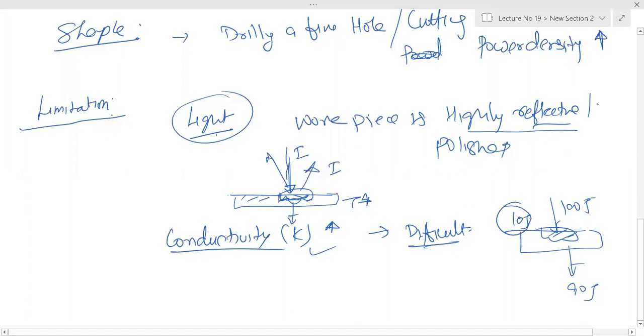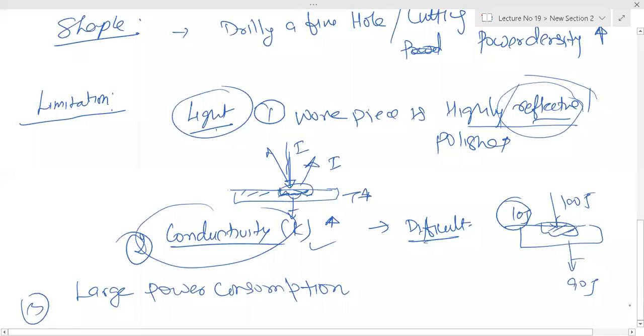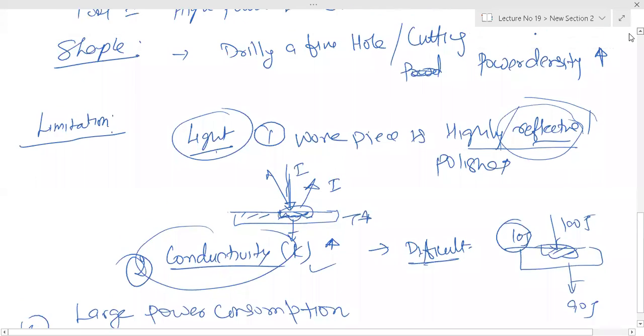Now, the same limitations: one is reflectivity, second is conductivity, and third is large power consumption also. Large power consumption. So basically this is one, this is two, and this is three. These are your limitations. So at least remember all this.